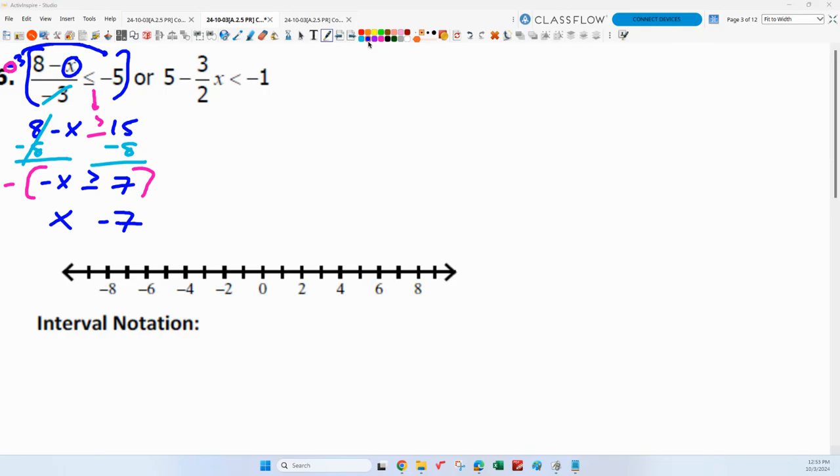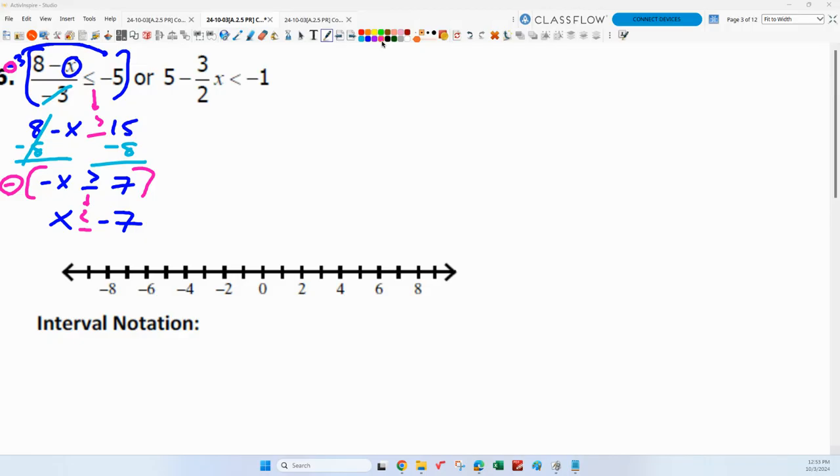It makes the 7 into a -7. And what do I have to do? Got to flip the symbol because I multiplied or divided, whichever one you want to do, by a negative. So there's part of my solution. X is less than or equal to -7. Okay, give me thumbs on that part. How are we doing? Okay.